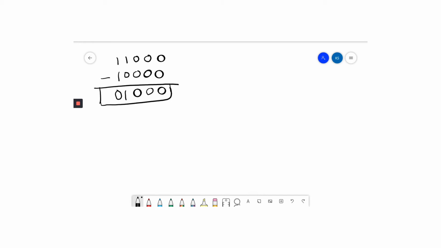So to validate this, let's check the decimal. This is my binary numbers and here I'll write the decimal numbers. So 11000 is the binary for 24 and 10000 is the binary for 16. So what would be the answer? Answer would be 8, and 01000. The same result. Okay, so here we can say that this answer is right. Right?